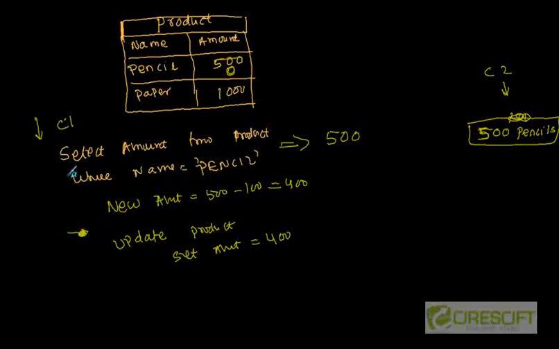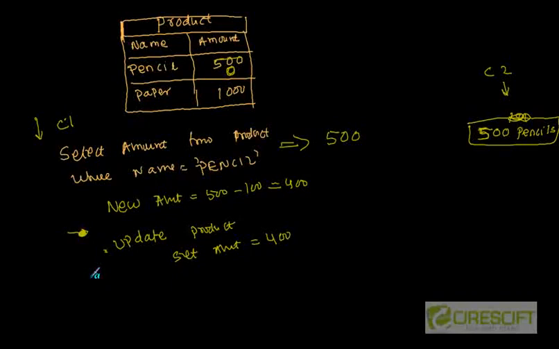But when customer C1's transaction goes on and he does the update, this update should check. So now this has a problem. How do we solve the problem?